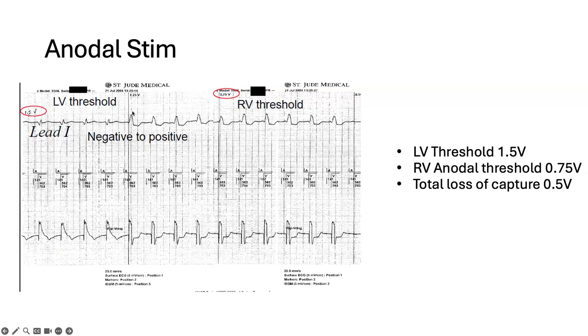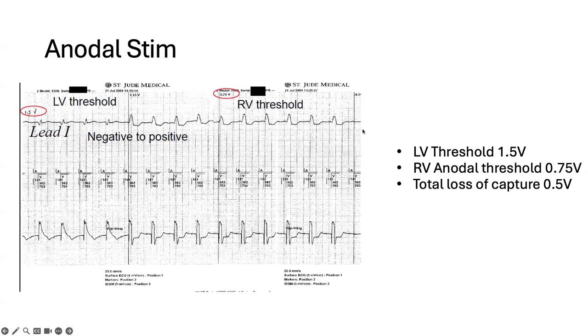As they decrease it down to 1.25, you see a drastic change in the morphology on the EKG. You continue down, you still have capture here. And then finally, you see a clear loss of capture where there's no evoked response. So what's actually happening here is the LV lead is capturing, and I assume the anode is probably capturing as well at the same time. So the LV and the RV are essentially both being captured at once. You lose capture in the LV, but the anodal capture threshold is much lower. So you continue to capture, and then finally you don't capture.